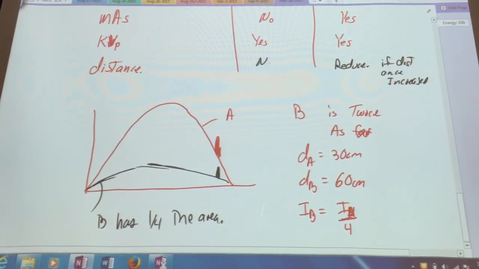The average would be the same. No change in quality. All the features would be the same, just less of them. And one last factor, filtration.